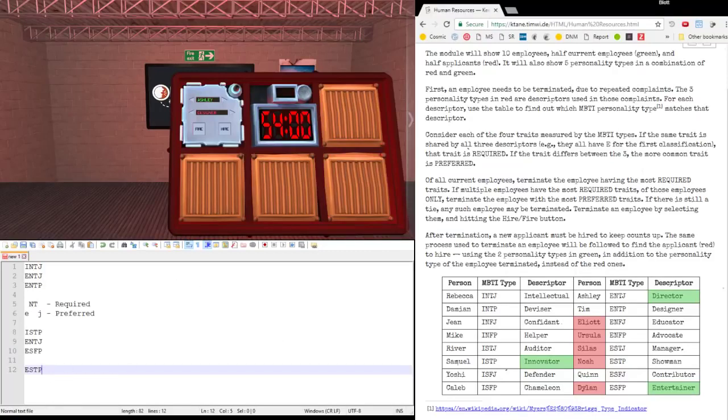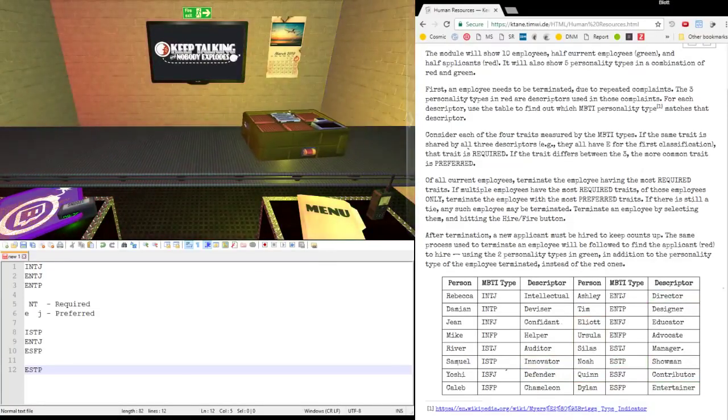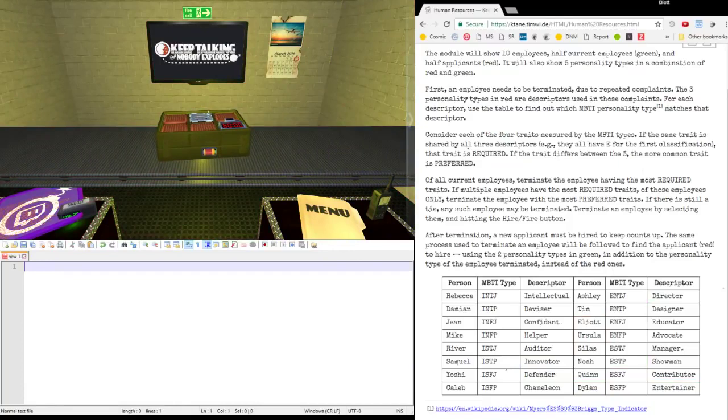Let's see, do we have an ESTP? Actually, we do, Noah. So we're going to hire Noah. And that's this module cleared. Let's send this one away, see if we can get one that's maybe got a little more variability to it.